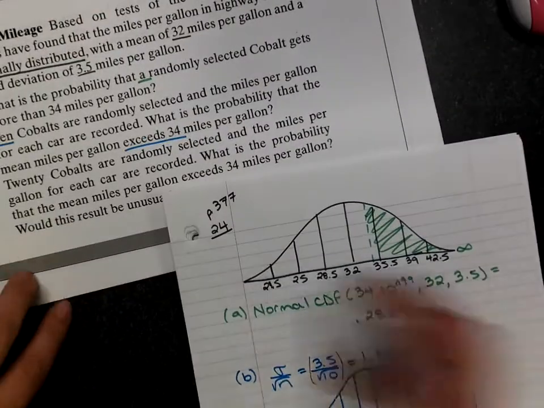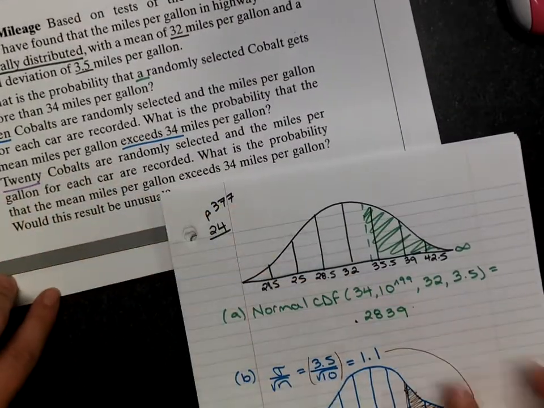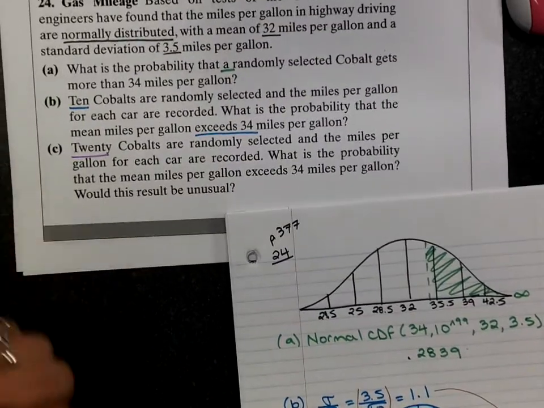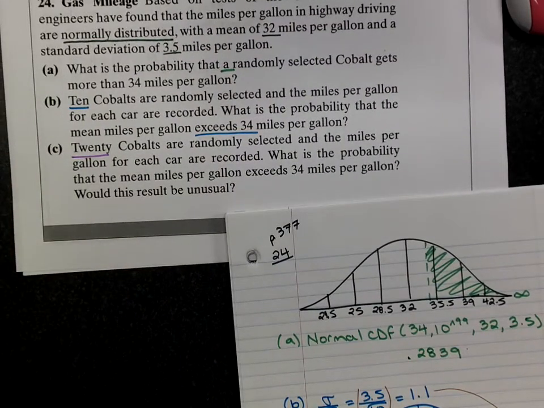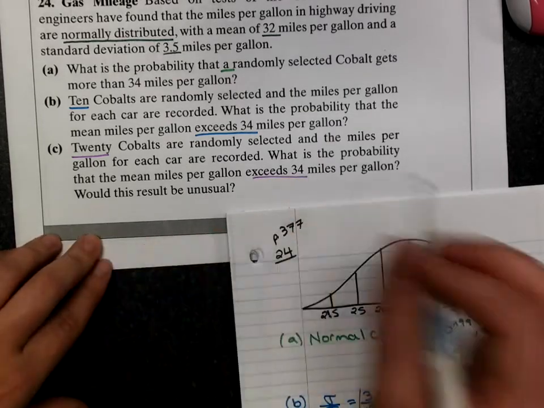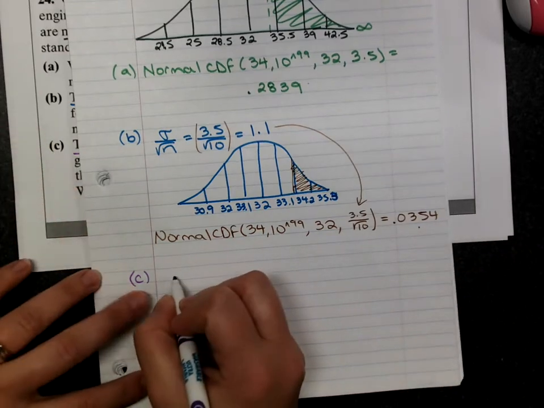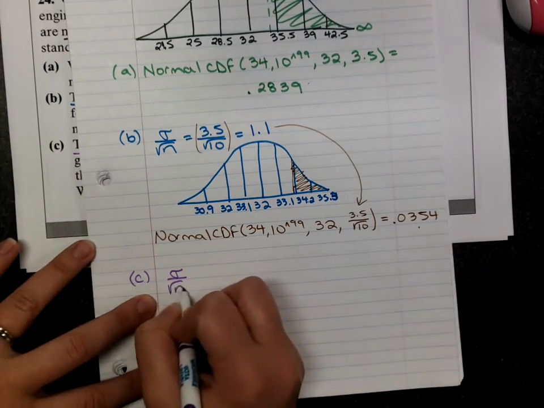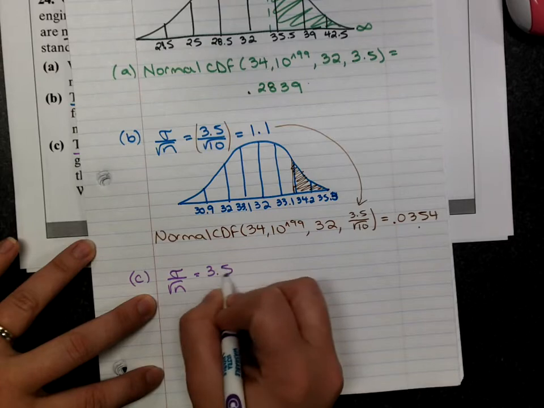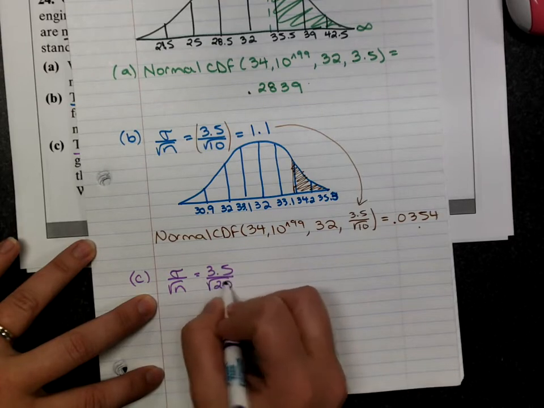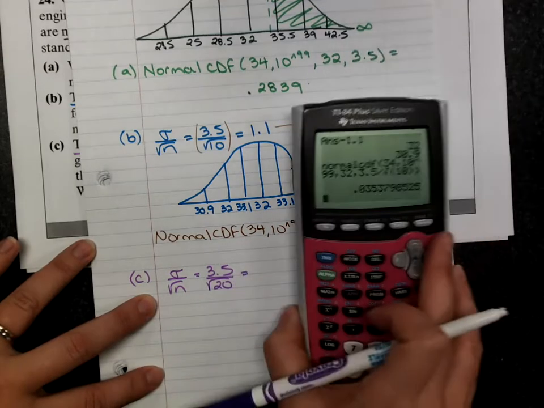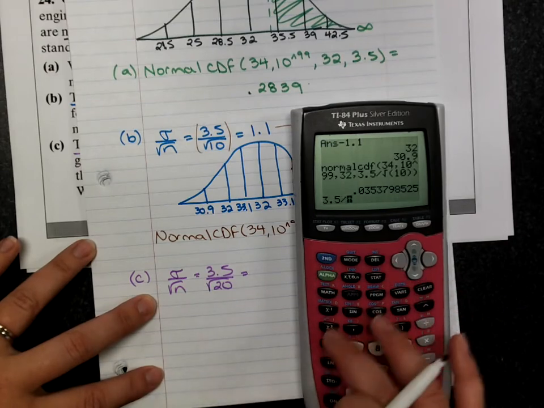Now we're looking at 20 Cobalts. 20 Cobalts are randomly selected, and the miles per gallon for each car are recorded. What is the probability that the mean miles per gallon exceeds 34 for all 20 of them? So this is going to be even more extreme. So this time we take our sigma and divide by radical n. We take that 3.5 and divide by the square root of 20. This is going to make a very small standard deviation.